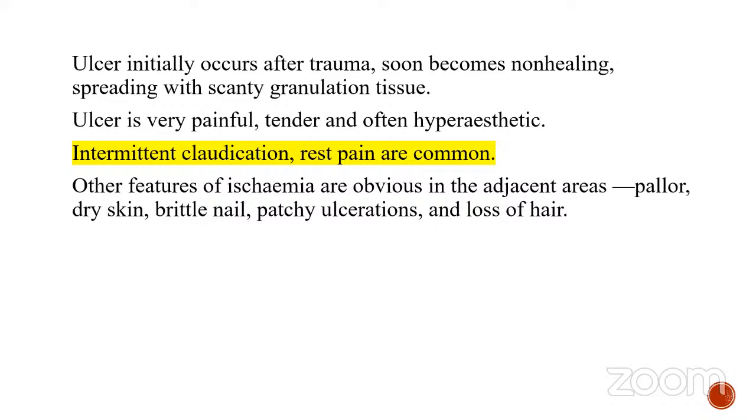Intermittent claudication and rest pain are important features of arterial ulcer. Other features are pallor, dry skin, brittle nails, patchy ulceration, and loss of hair. These features are happening due to ischemia. And other important symptoms of arterial ulcer are rest pain and intermittent claudication. This ulcer will be very painful and very tender to touch. This is how an arterial ulcer will look.